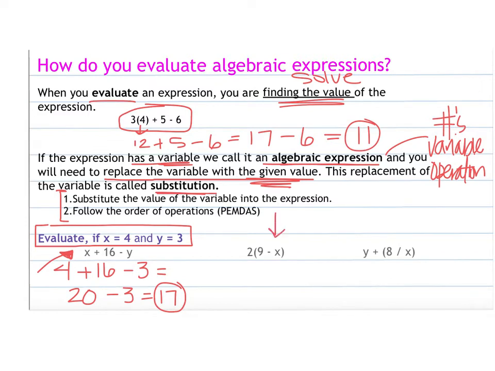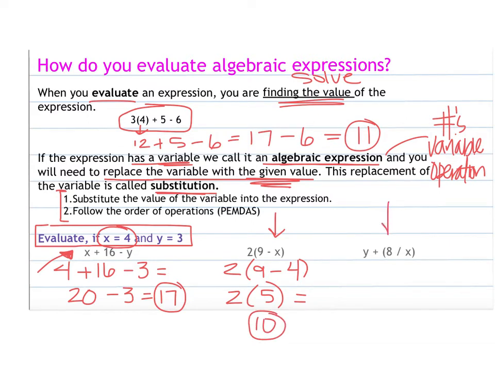2 times 9 minus x. So I'm going to rewrite it. 2, and then I'm going to even just keep my parentheses. 9 minus, and we know x is 4, so I'm just going to substitute in a 4. Notice I keep the exact same operations given. All I'm doing is substituting a 4 in for x. So I do parentheses first, so it would be 2 times 5, because a number outside of parentheses automatically means multiplication. 2 times 5 equals 10.